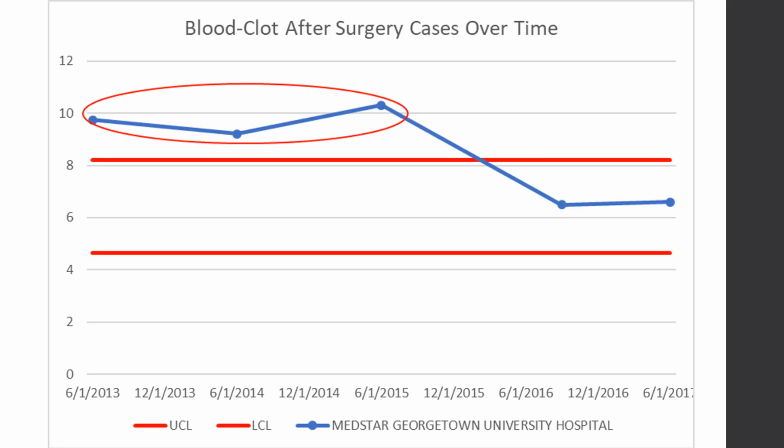Our third performance indicator is blood clot after surgery cases. The graph shows that from 2013 to 2015, the cases of blood clots after surgery were above our upper control limits. However, from the end of 2015 to 2017, the cases of blood clot after surgery went down and began to stay within the control limits.